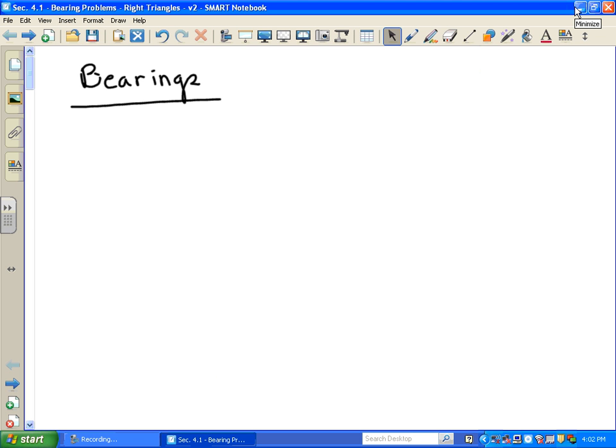I'd like to now talk about some application problems that have to do with what we call bearings. Both airplanes and ships use bearings basically to tell direction from one point to another. Let me draw a situation here.